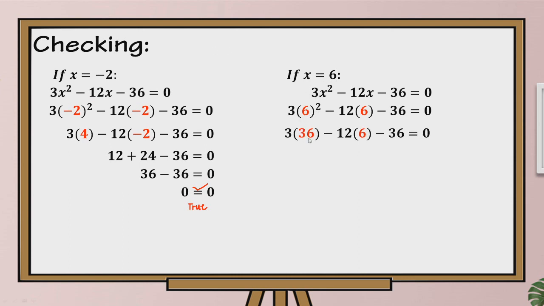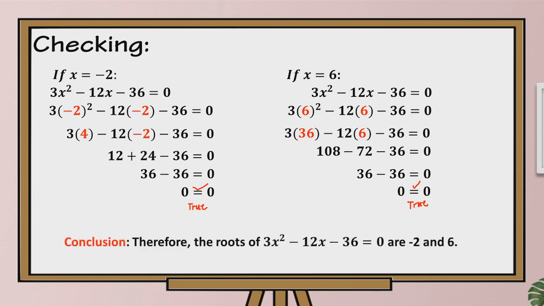And then we have 6 squared, that becomes 36. Then simplify it further. 36 times 3 is 108, and negative 12 times 6, that's negative 72, and then copy 36 equal to 0. And then that becomes 36 minus 36, which is also 0 equals 0. And once again, this is true. Kaya ito rin ay isa sa mga solutions ng ating quadratic equation. Therefore, now we can conclude that the roots of 3x squared minus 12x minus 36 equals 0 are the values negative 2 and positive 6.